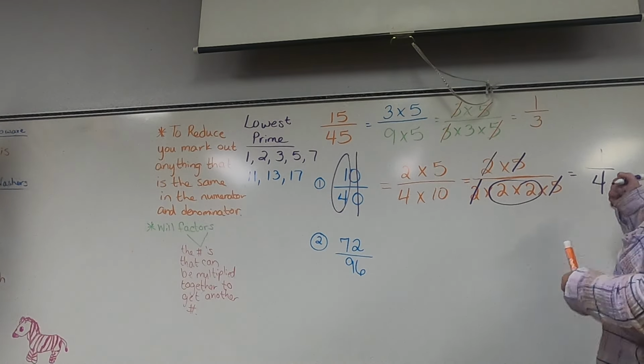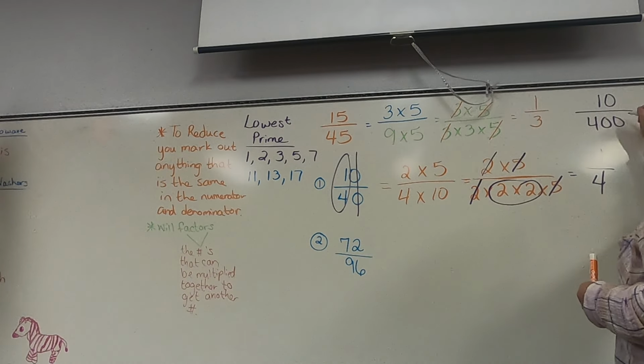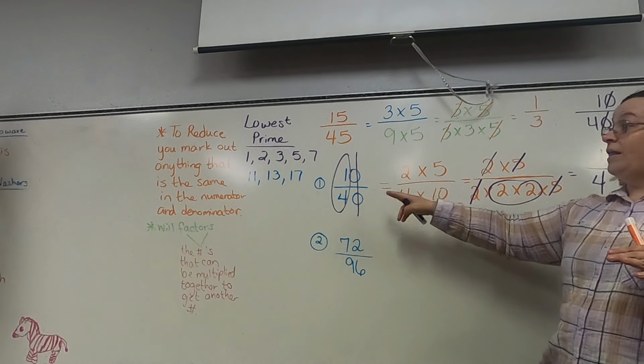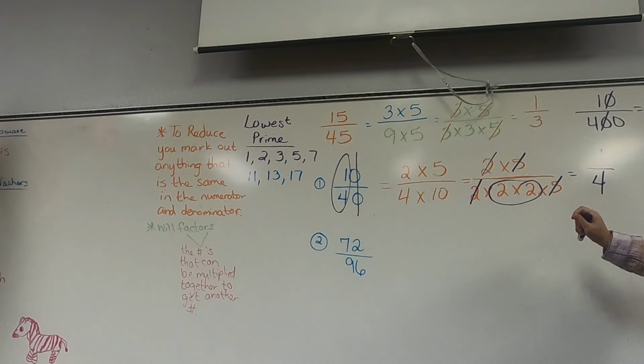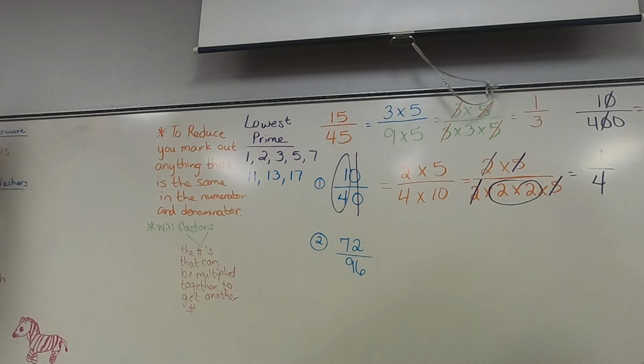Now, if you have something that looks like 10 over 400, you can only mark out 1 zero, because that's all you have in common. So it'd be 1 over 40. So zeros are nice. Zeros just go bye-bye, okay? So you can do that. That's what I always taught my students last year. If you have a 0, mark it out, okay?